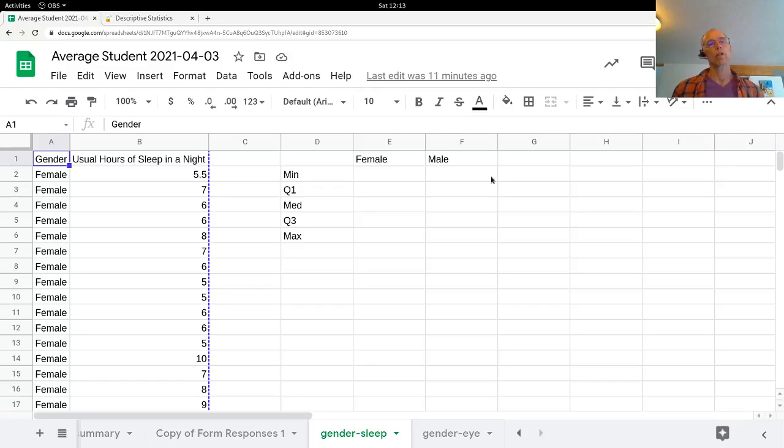Let's look at one categorical and one quantitative variable on a spreadsheet. So a typical thing we do with this situation is look at a box plot, which uses the 5-number summary. So let's review how to do a 5-number summary on a spreadsheet.